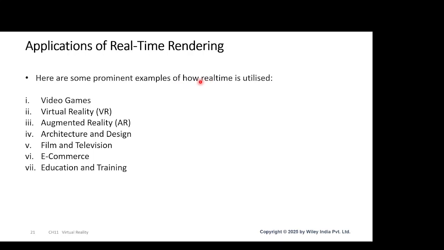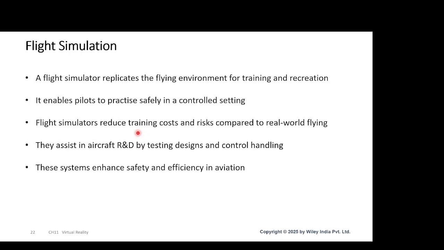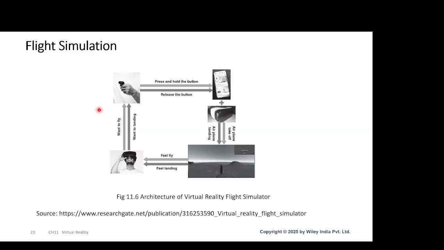Other applications of real-time rendering include video games, virtual reality, augmented reality, architecture and design, film and television, e-commerce, education and training. For example, flight simulation. A flight simulator replicates the flying environment for training and recreation. It is basically for pilots to practice safely in a controlled setting. Flight simulators reduce training costs and risk compared to real world flying. They assist in aircraft R&D by testing designs and control handling. These systems enhance safety and efficiency in aviation. For example, here this is the pilot.